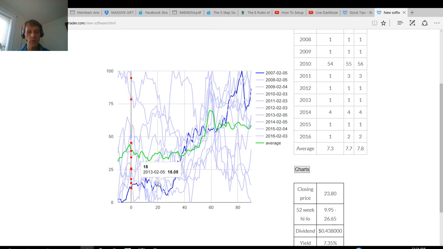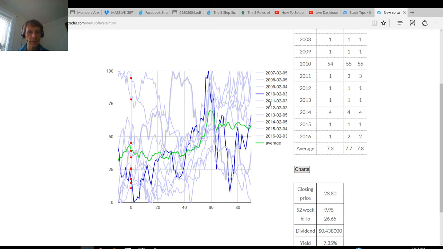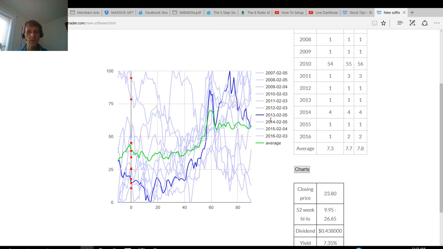And this is what it did in '07. Basically, get in before the ex-date, take your profit or hold it, and then the stock just goes up. '08, '09, '10, '11, so on and so forth. And just keep playing with it.